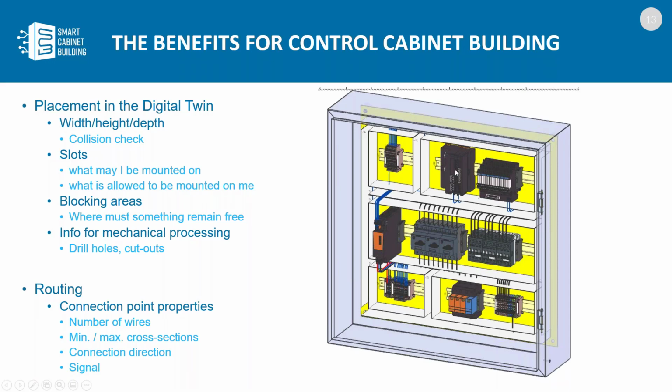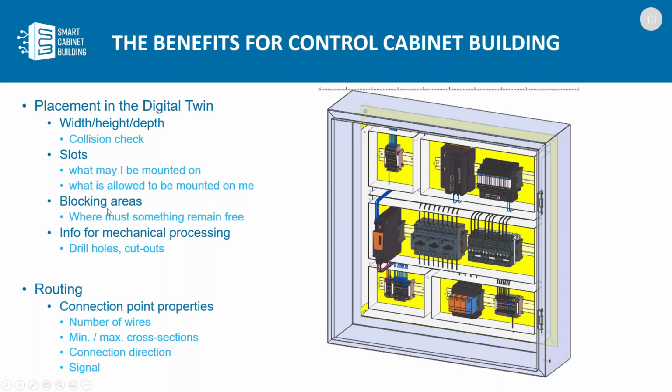Very important information which can help is the slot, the so-called slot definition. There is defined on which mounting rail or something else I can be placed, and which components can be placed on me, and in which position. This is very helpful information to make the designing of such a cabinet much faster and more efficient, and increases the quality.